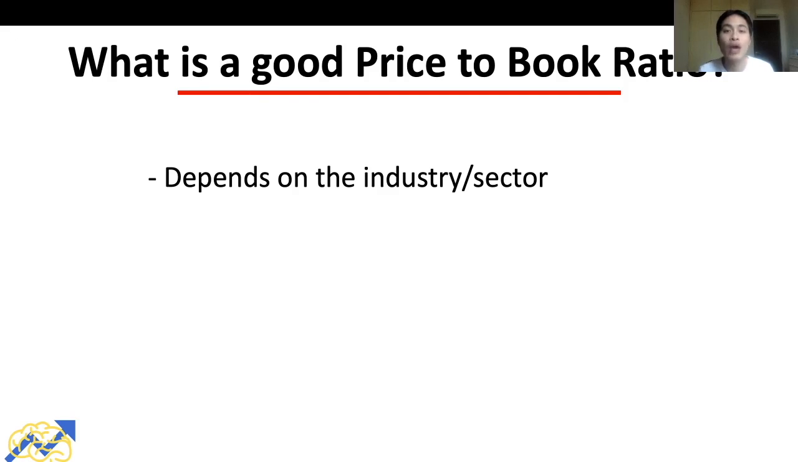So if I'm taking a look at a company, I won't just take a look at that one company's price to book ratio. Rather, I'll take a look at that company's price to book ratio and compare it against its competitors' price to book ratio in the same industry and sector. However, if we really want to have a number to have a gauge on what is a good price to book ratio, many investors believe that a good price to book ratio is something that is less than 1.5.